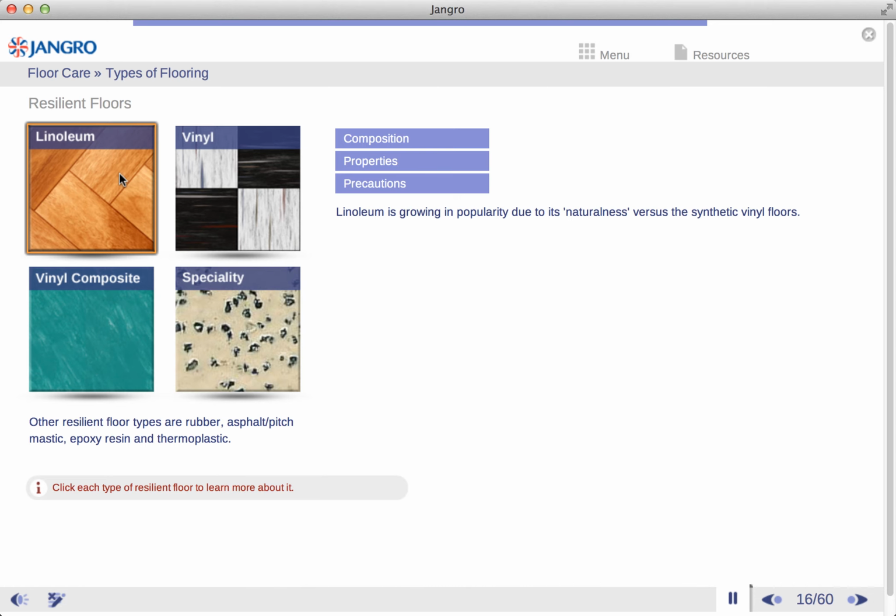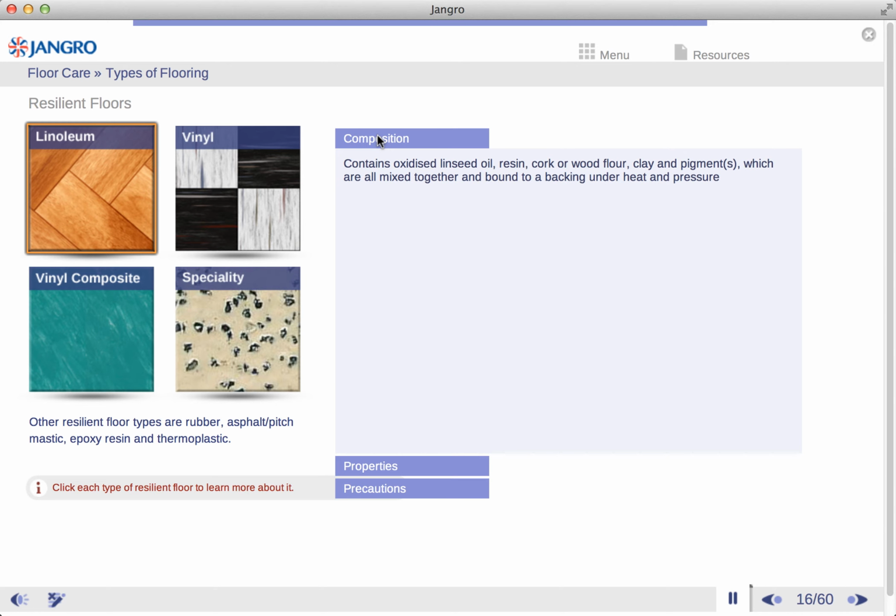Linoleum, or the more familiar lino, is growing in popularity due to its naturalness versus the synthetic vinyl floors. To learn more about linoleum, click Composition, properties and precautions.